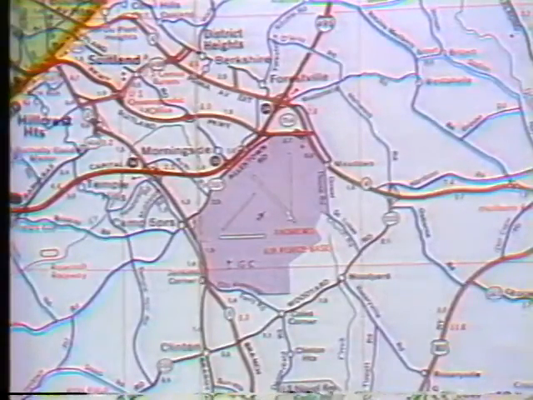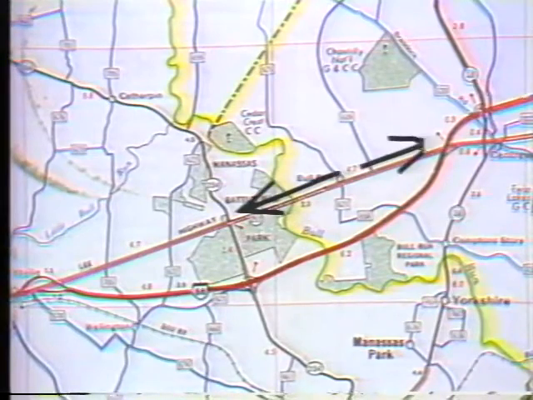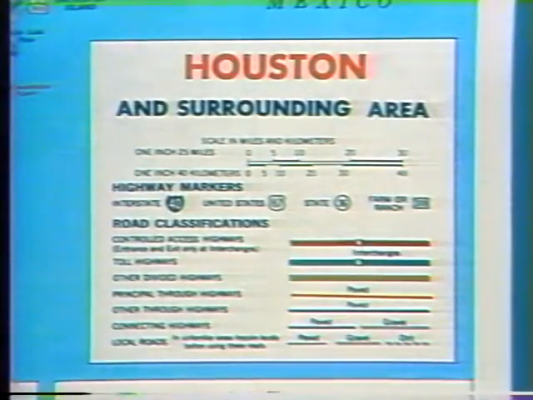It shows you with symbols where airports, churches, and hospitals are located. It shows historical sites and state parks. And it shows you how far you must travel between points. Most maps also include a legend that explains the different symbols used on the map.